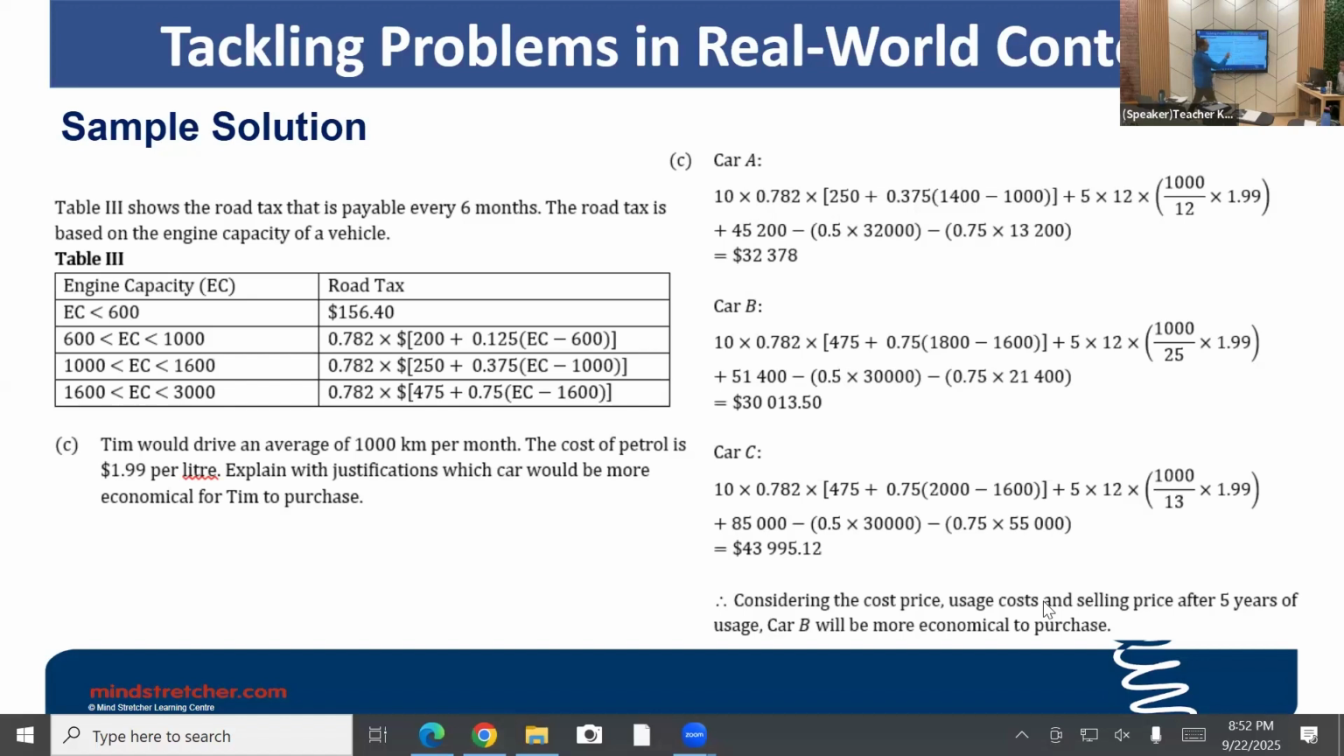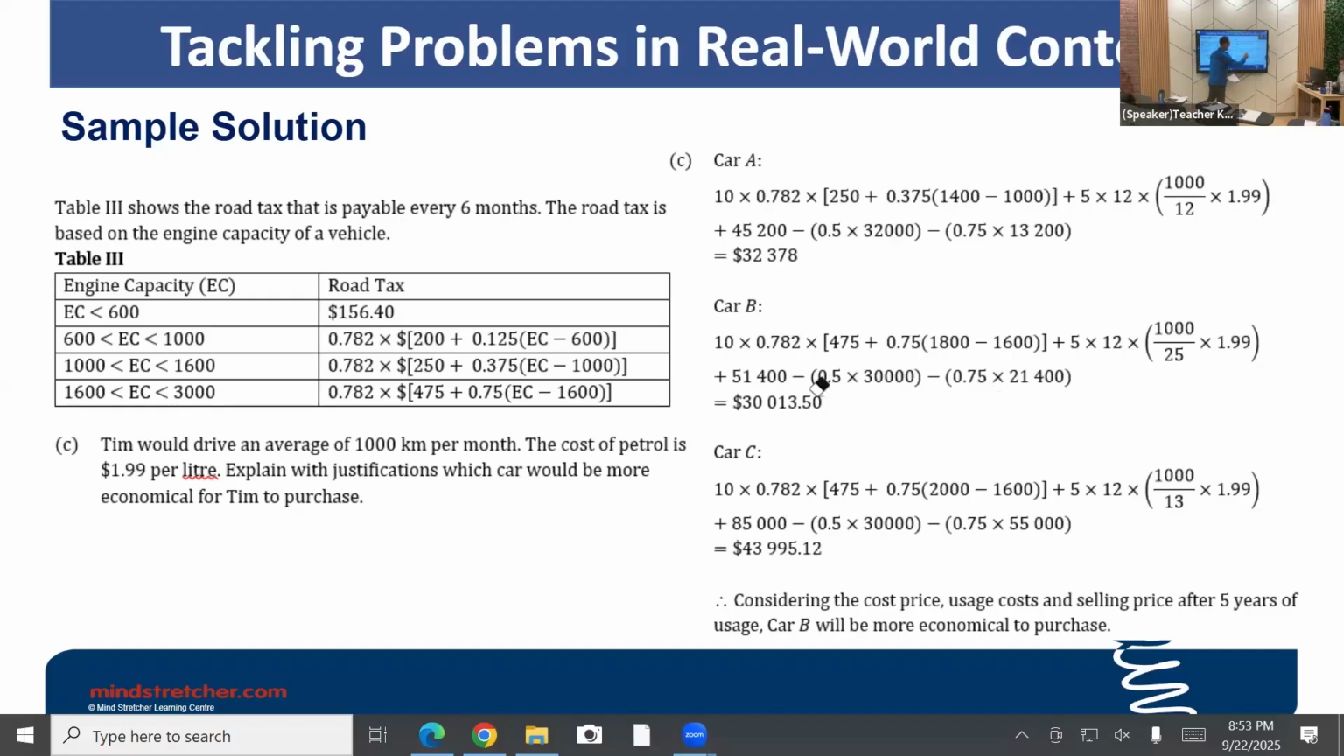So for this part here, the 0.5 times 30,000 minus this and minus this is actually what you will be getting when Tim sells the car, right? So this will be taken back, and then this means that the cost price will only be 30,000. The overall cost that he's going to be incurring will be 30,000 and $13.50, right?